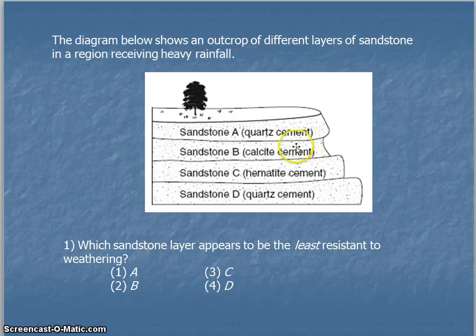least resistant. And one of the things you could imagine is that if the area has heavy rainfall, that slightly acidic rain is going to attack that calcite that's keeping those sand grains together.